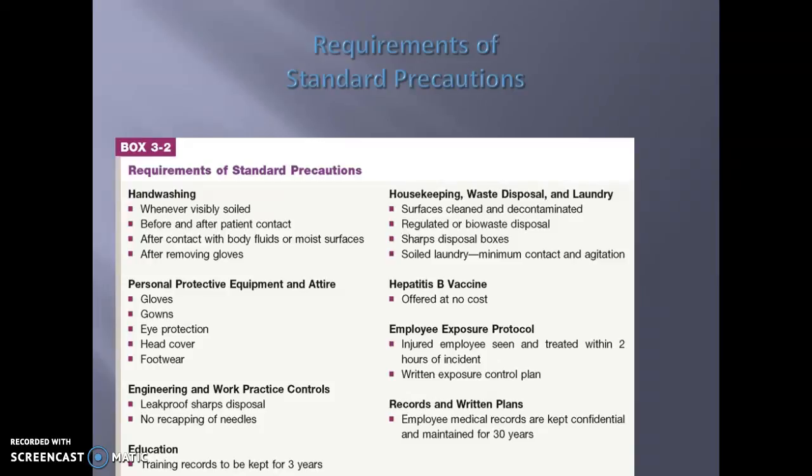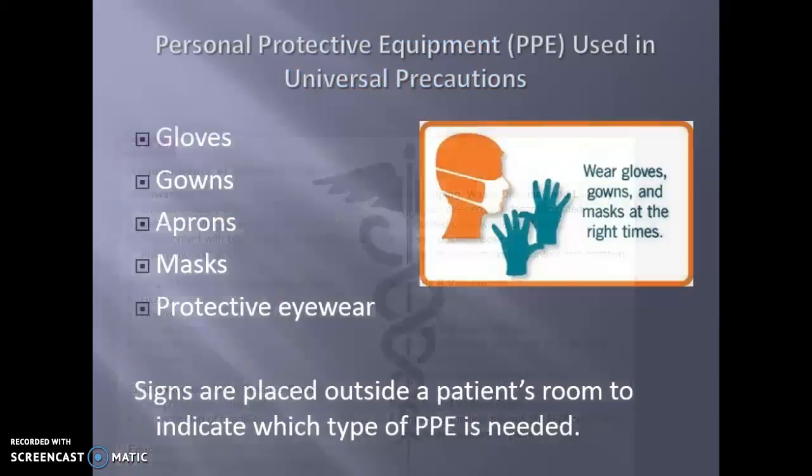We do require that people get their hepatitis B vaccines if you're going to be in healthcare, because that is a bloodborne infection, and you have to follow the protocols. So we don't want anyone to have to spend the next 6 months to a year on prophylactic medication for AIDS just because they didn't follow these steps.